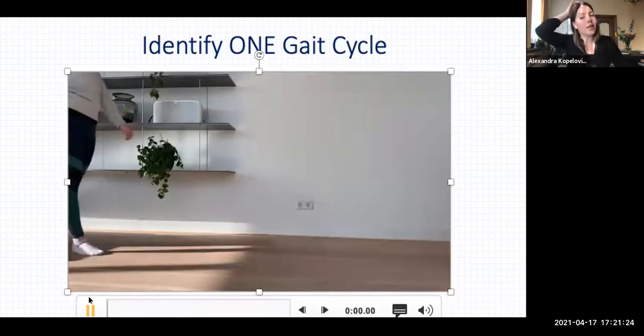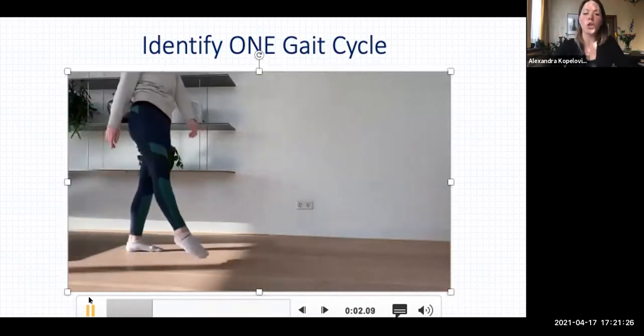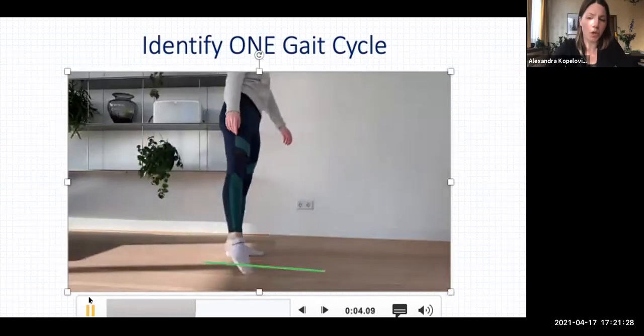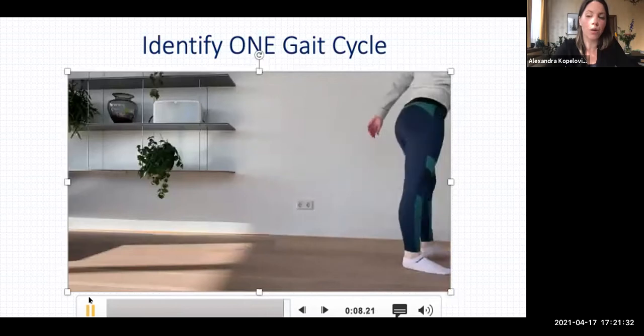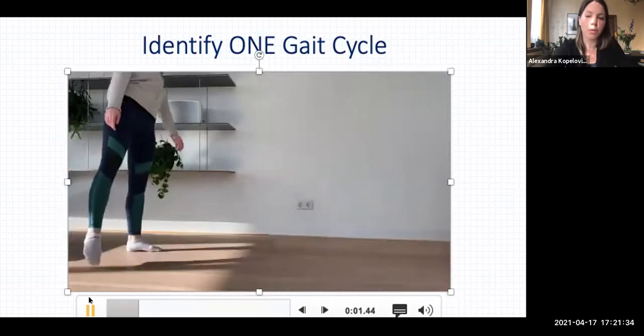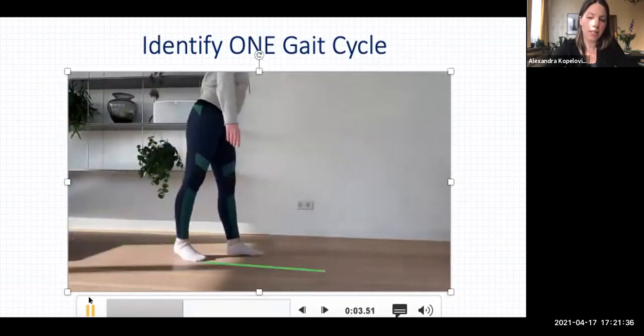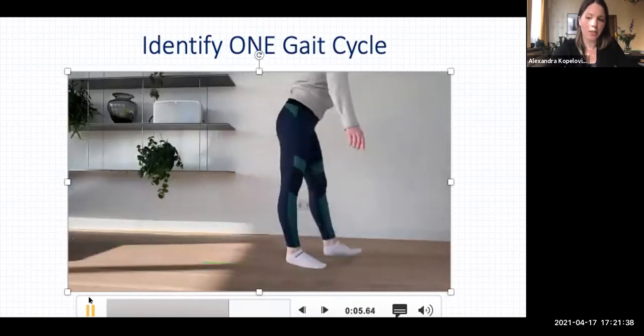So once again, it's not your traditional terminology where we talk about the heel contact. Right here, obviously the patient contacts the floor with the forefoot. Once again, the beginning of the gait cycle and the end of the gait cycle.